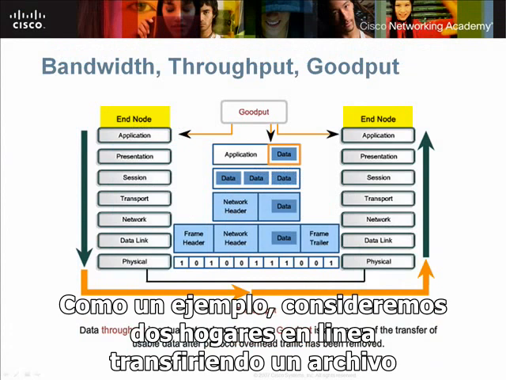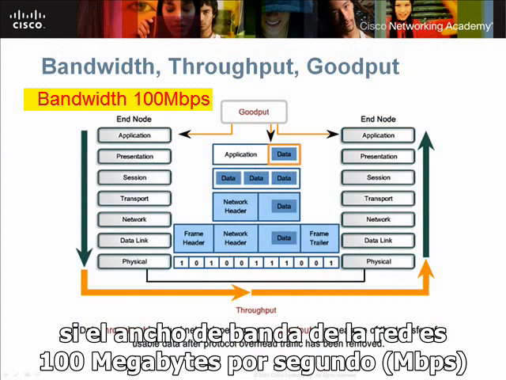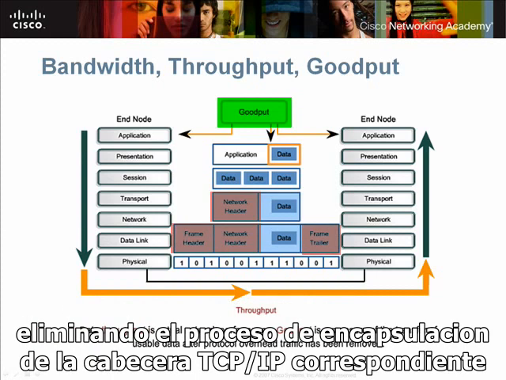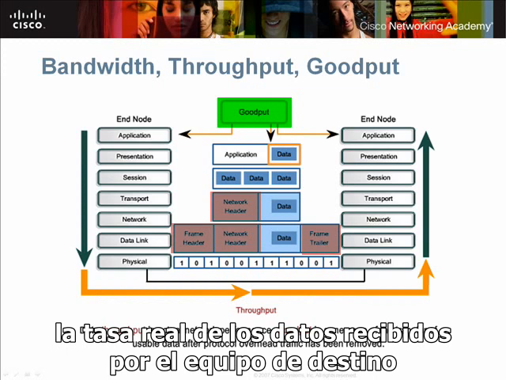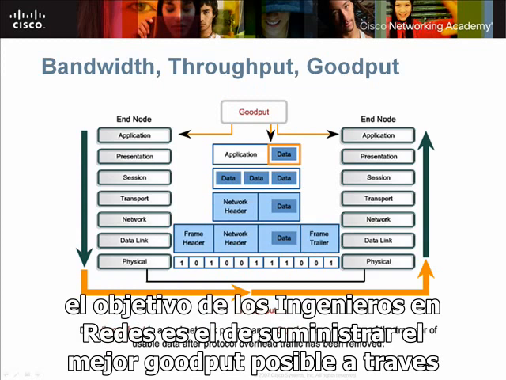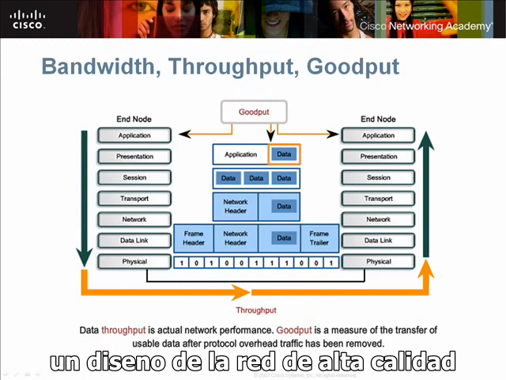As an example, consider two hosts on a LAN transferring a file. If the bandwidth of the LAN is rated at 100 megabits per second, due to the sharing and media overhead, the throughput between the computers may only be 60 megabits per second. With the overhead of the encapsulation process of the TCP/IP stack removed, the actual rate of the data received by the destination computer, the goodput, might be only 40 megabits per second. The network engineer's goal is to supply the best goodput possible through high-quality network design.